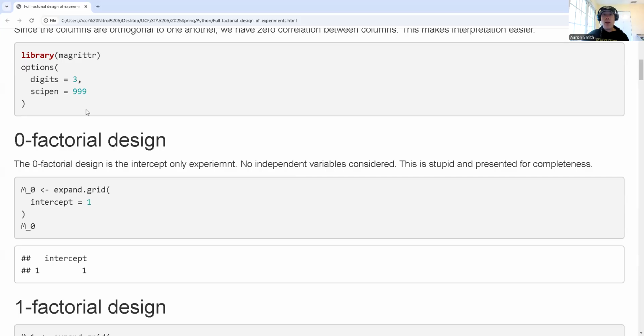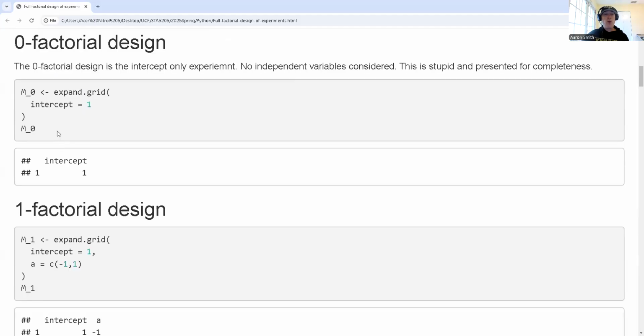Okay, so let's go ahead and start using R to help us build our design matrices. I always like piping, so I'm pulling in the magrittr package. And then, just to make sure I don't have too many digits, I put in 3 digits and avoid scientific notation.